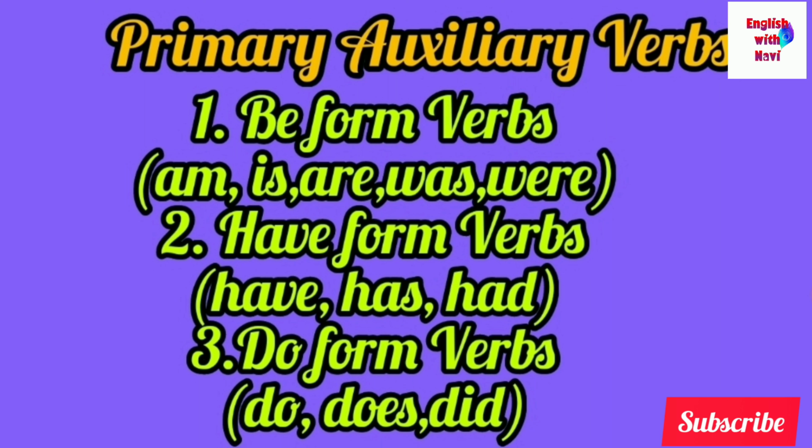In a similar manner, do form verbs. How many do form verbs are there? Three do form verbs: do, does, did. So these are all primary auxiliary verbs: be form verbs, have form verbs, do form verbs.